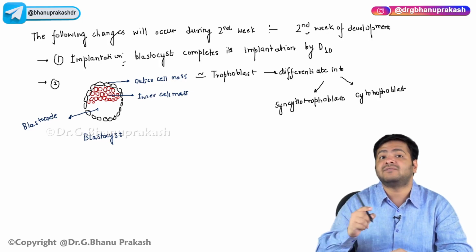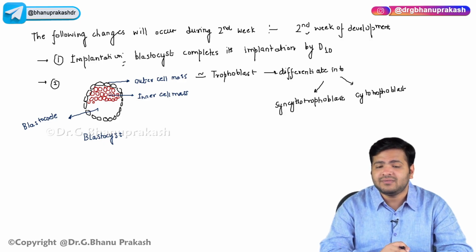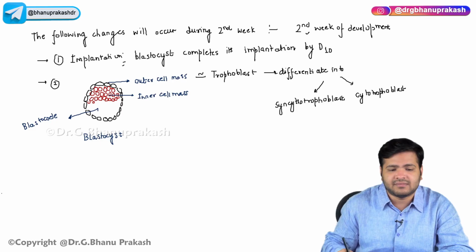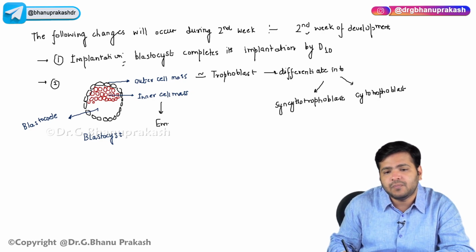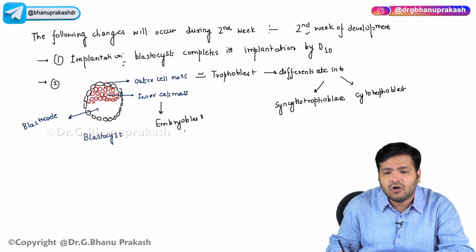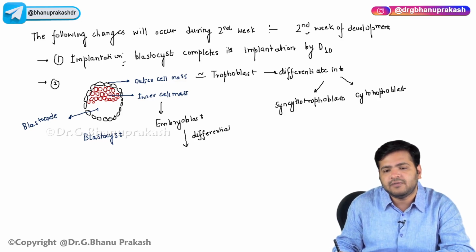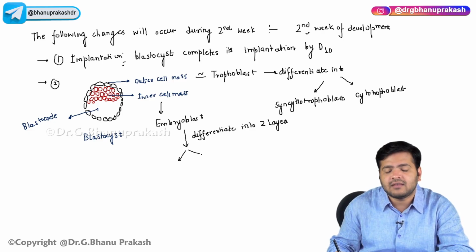So in the first week we have the outer cell mass. Now this outer cell mass will be called the trophoblast, and this trophoblast will differentiate into syncytio and cytotrophoblast. Apart from that, this inner cell mass in the second week will now be called the embryoblast, and it will also differentiate into two layers.